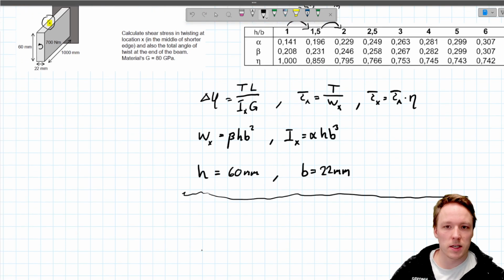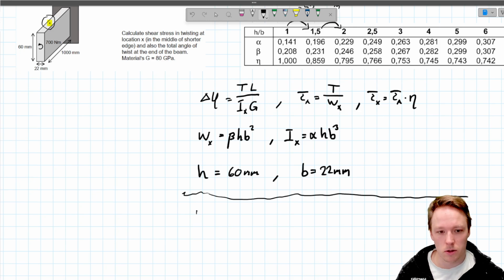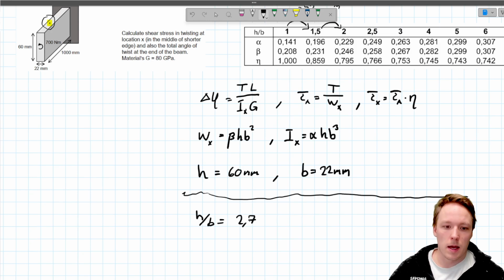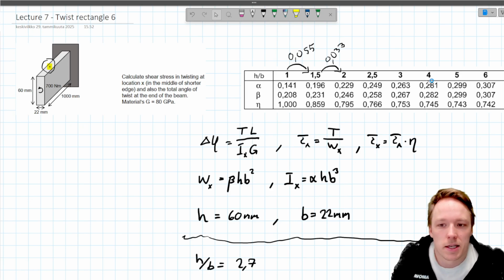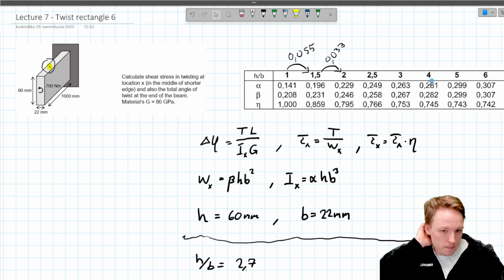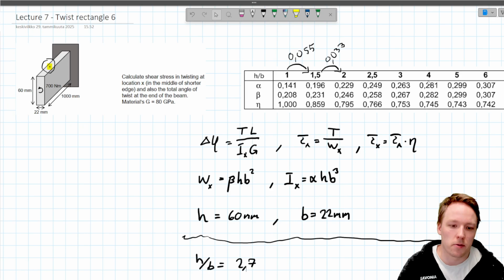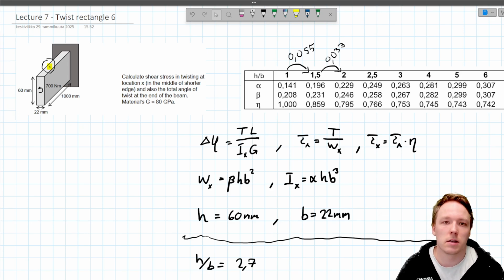Now from this information we are capable of calculating first the ratio h divided by b. So h divided by b will be 2.7. And now with this information we can go to this table and find the values for alpha, beta and eta. Okay. Now we can see straight away that the ratio that we got is not an exact value given on the table. Well, how do we estimate the values which we need for alpha, beta and eta?